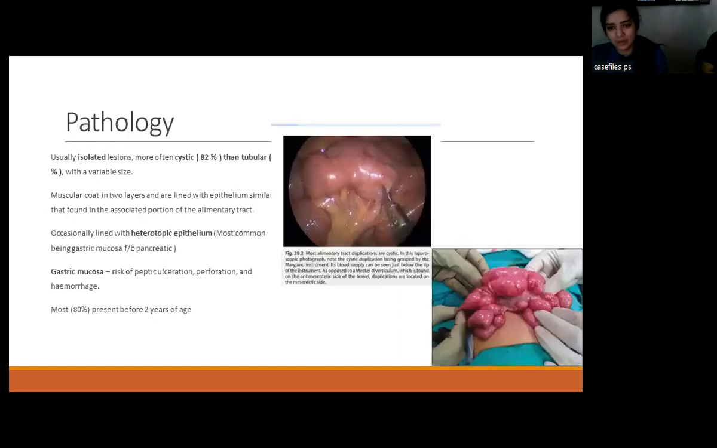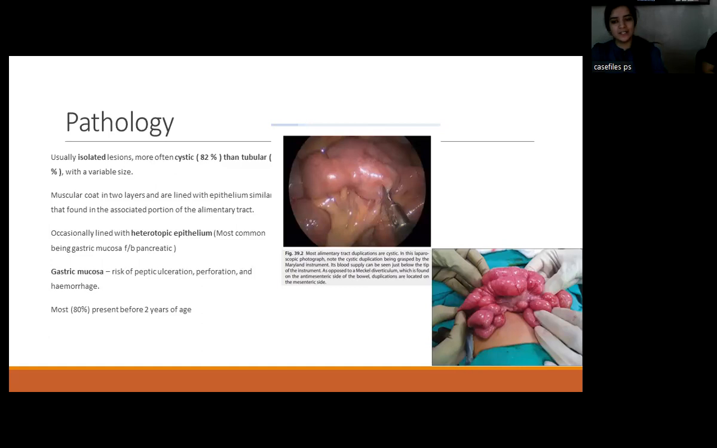Now we come to the pathology. Usually, duplication cysts are isolated lesions, can be of two types, cystic and tubular, and are of variable size. I have mentioned before that cystic is the most common type, being 82%, and 18% are tubular. It has a muscular coat with two layers, the inner layer circular and the outer layer longitudinal, and it will have a lining epithelium, which in most cases is similar to the associated portion of the alimentary tract.